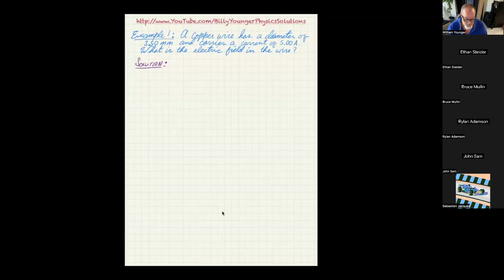This shows the example that I hadn't worked from chapter 25. So just remember, this is chapter 25. It says a copper wire has a diameter of 3.50 millimeters and carries a current of 5 amps. What is the electric field in the wire? Now, this might seem a little abstract because you don't know any equations about it, but that's just because I haven't done the derivation that I was going to do. So I'm going to do that as part of the solution. What we know is that Ohm's law says V is equal to IR.